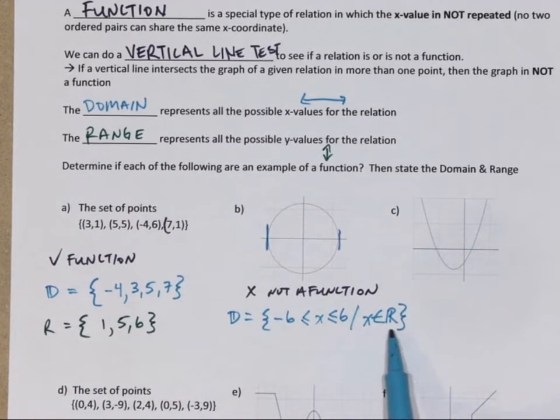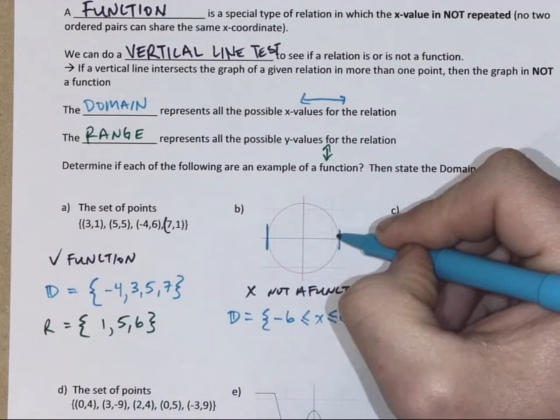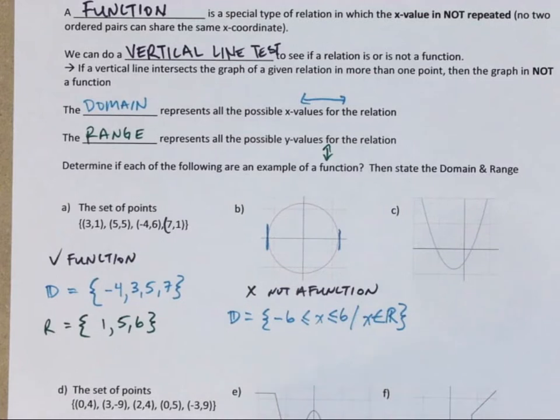So this is just saying that x can be anything in between, including any decimal or fraction along the way, because that line is unbroken. We can do the same thing for range.